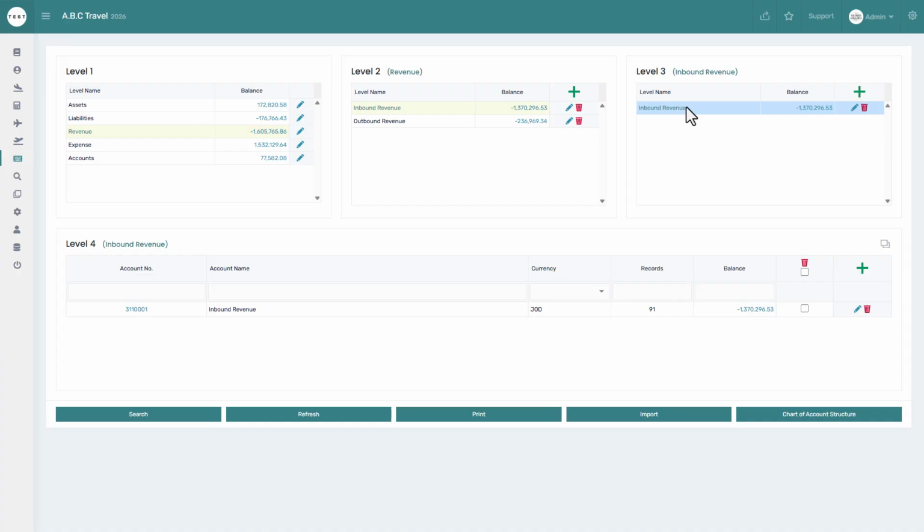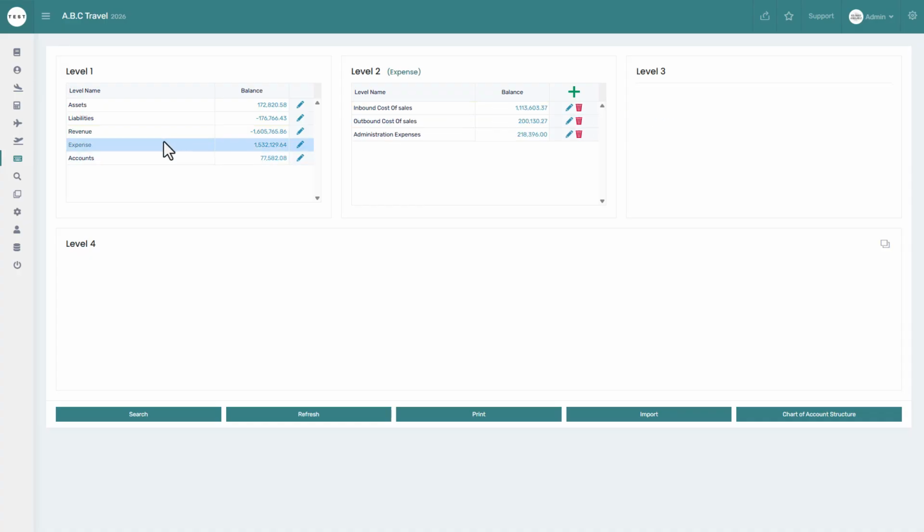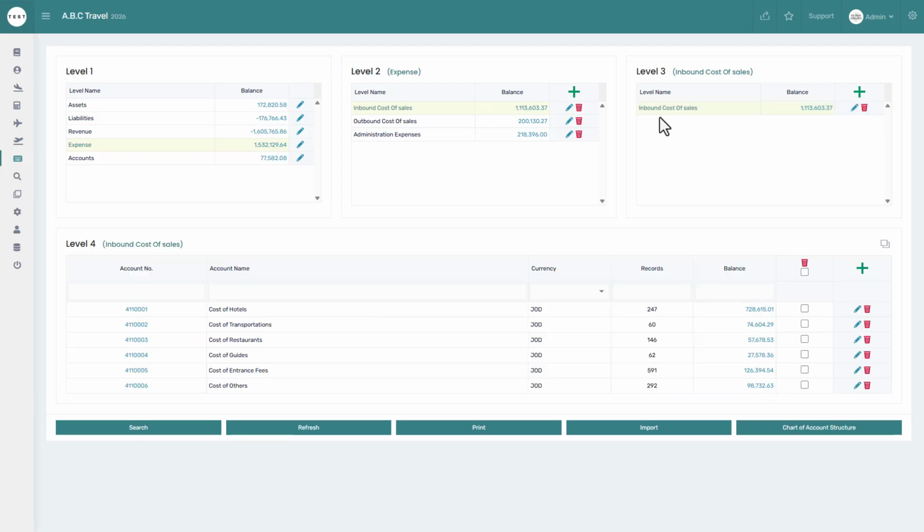Now let us move to expense. Expenses represent costs incurred by the company. In Maxis, it is very important to understand the difference between cost of sales and administration expenses. Cost of sales represents direct operational costs related to tourism files. For example, cost of hotels, transportation, restaurants, and other direct services. These are direct costs because they are connected to reservation files and services provided to the client.